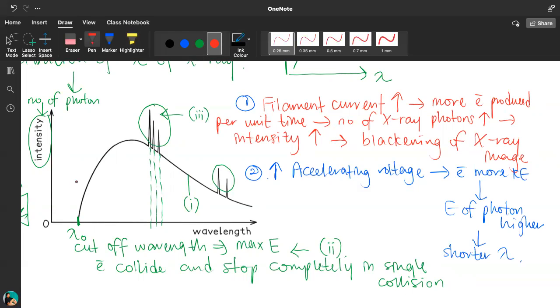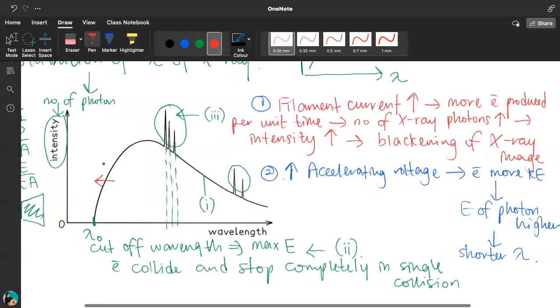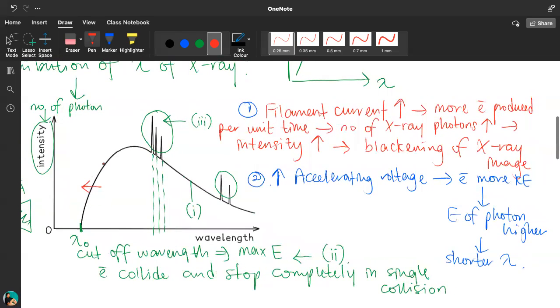Then from the graph, you can see all of the curve, the whole profile, will shift towards the left. Okay, I will show you a graph down here. The effect of number 1 and number 2. If I increase the filament current, the intensity increases, right? So the whole graph will go up if I increase filament current.